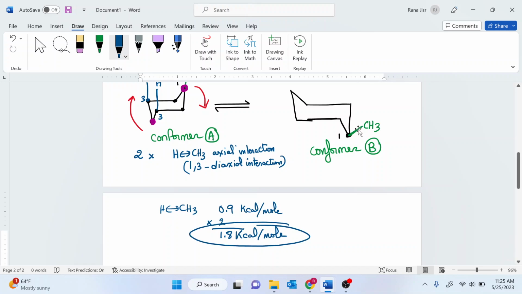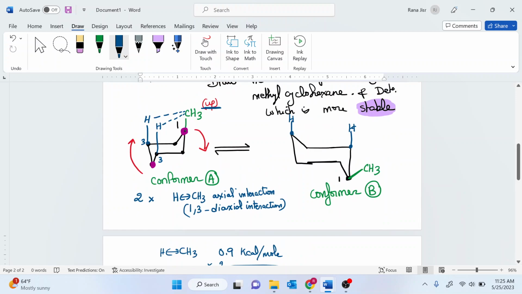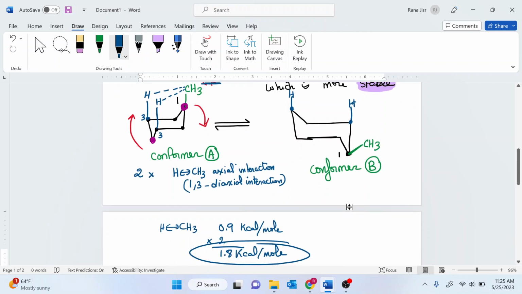Conformer B, because the CH3 is in a different plane, is very far away from the axial hydrogen. So I have an axial hydrogen here, which is pointed up, and I have another axial hydrogen here, which is pointed up. But it's in a different plane. There is a big difference between the plane of the axial and the plane of the equatorial. So there is no interaction between equatorials and axials in here. So the energy here is 0. There is no energy. So since there is no energy, conformer B is going to be most stable.